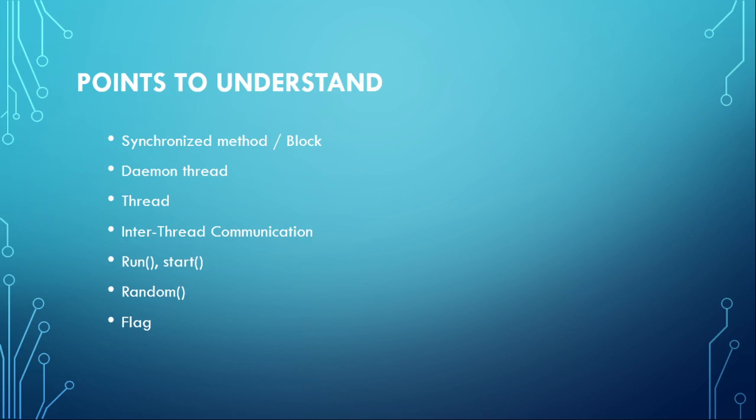And run, start, random methods. We'll be using random method to generate random numbers. Start method is used to start a thread, and if there is a thread, definitely we need to use run method, right? And flag is something like boolean value. Basically it carries true or false. The programmer will be using this flag as a signal to identify whether a particular condition is executed or not. Fine, hope this is clear.